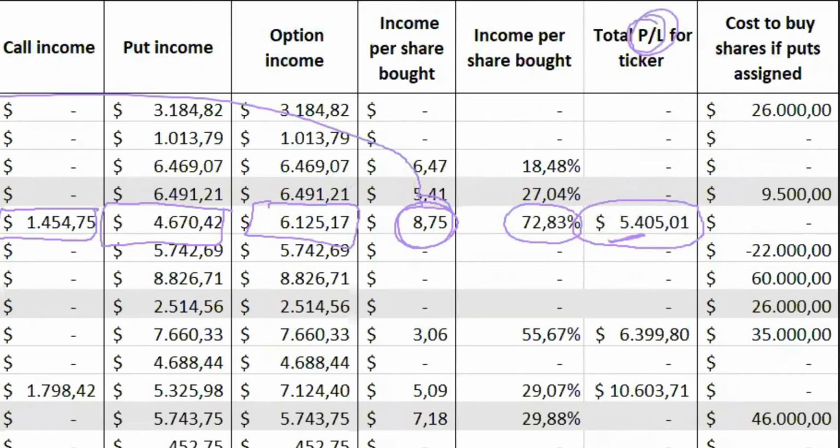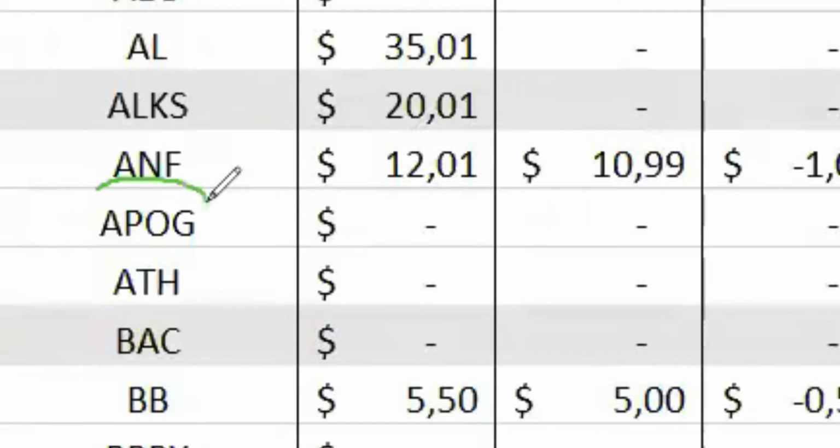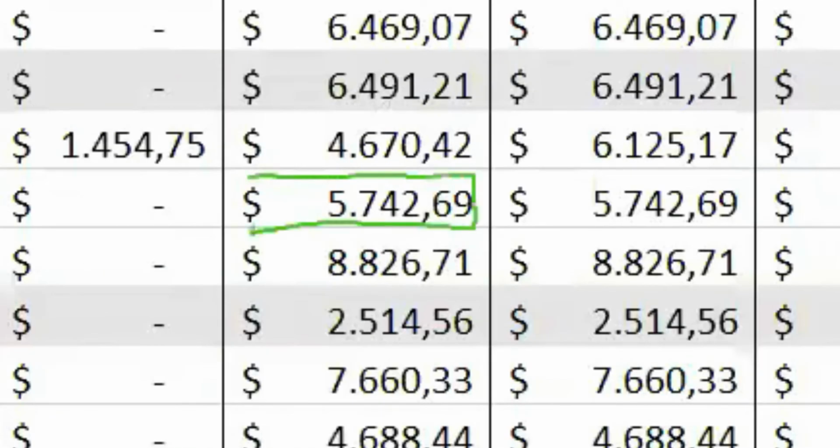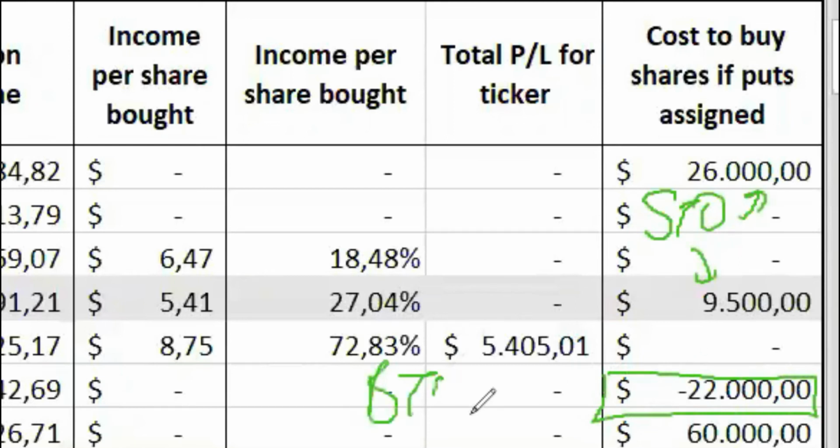So even though we sold at a loss, we came out of all these trades with a profit of $5,400. APOG, another different example. We got some put income on this stock, and now we have here the put option that we have open is not a sell to open position like these ones that we saw before. This is a buy to open position.